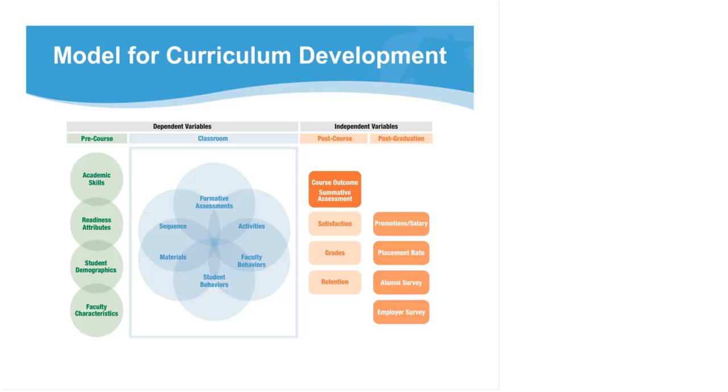system like this in place where you've got those outcomes and those assessments clearly defined, you can try different materials. You can try different sequences of activities in the classroom. You can compare inductive versus deductive methods. You can compare a variety of activities and different kinds of behaviors in the classroom to see what works and what gets better results.